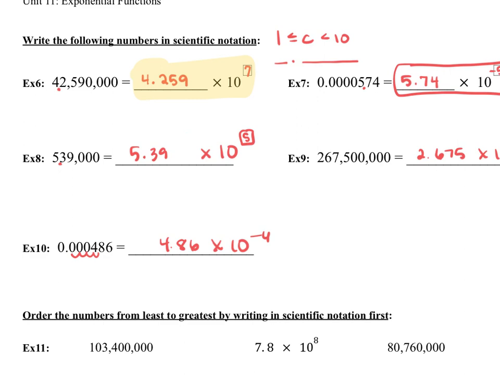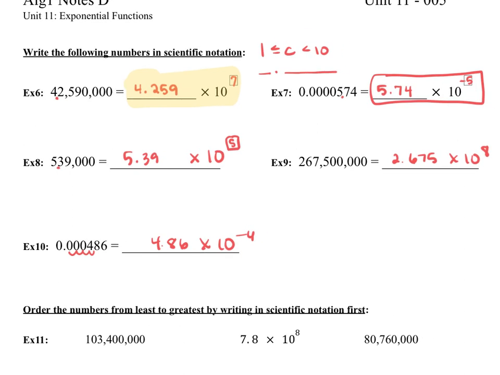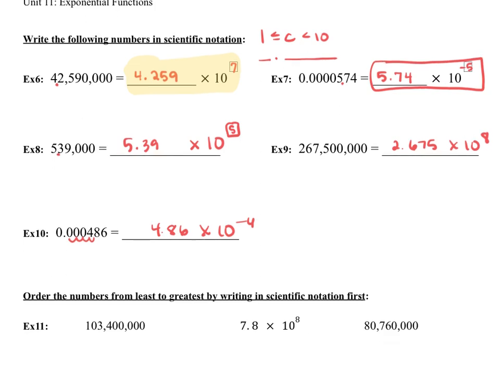On example 9, I would start by putting my decimal point between the 2 and the 6. So I've got 2.675, and then if my reader starts here, I would want them to go to the right, so it's positive, and I need them to go to the right 8 times to get back to the 267,500,000. On example 10, my decimal goes between the 4 and the 8. I want my reader to go to the left, so my power of 10 is negative, and I want them to move 4 times to the left. So 4.86 times 10 to the negative 4th.